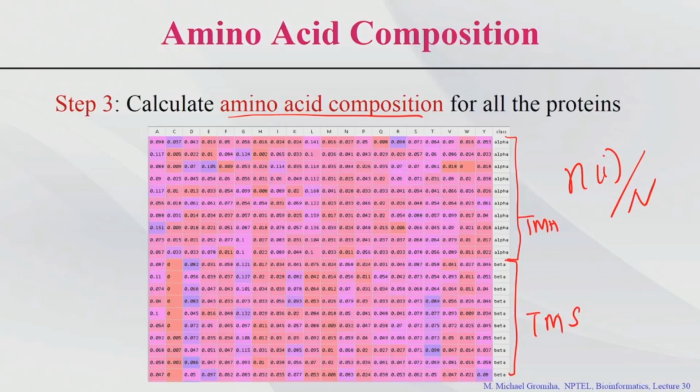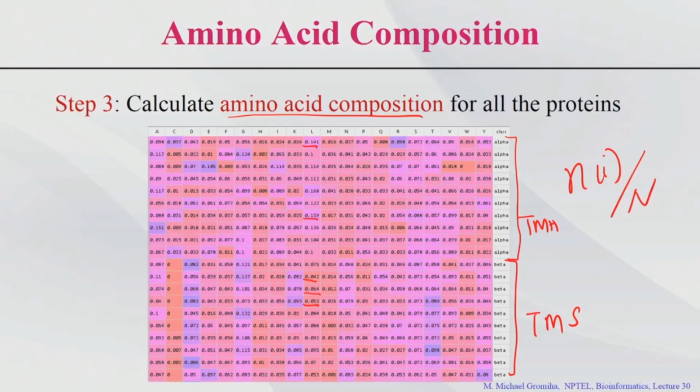If you compare the values, you can see some residues are dominant in alpha proteins and some in the TMS proteins. For example, leucine is 0.114 or 0.15, but in the case of beta it is sometimes very low: 0.04, 0.05, 0.06 and so on. Likewise for other residues, for example valine or tryptophan, you can see the difference.